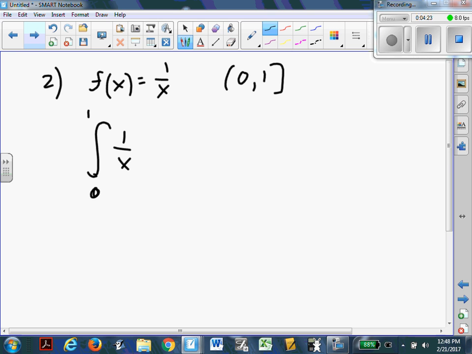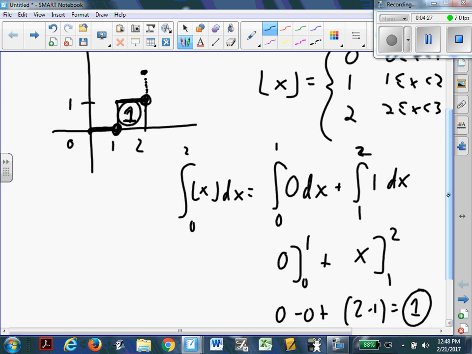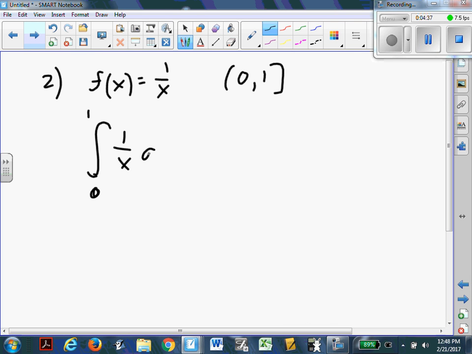Before, when we integrated the greatest integer function, we went from 1 to 2, and 2 wasn't a problem because the function is bounded at 2. There it is. It's defined and it's bounded. But here, our function is not defined and it's not bounded at 0. If we graph this guy at 0, this thing shoots up.